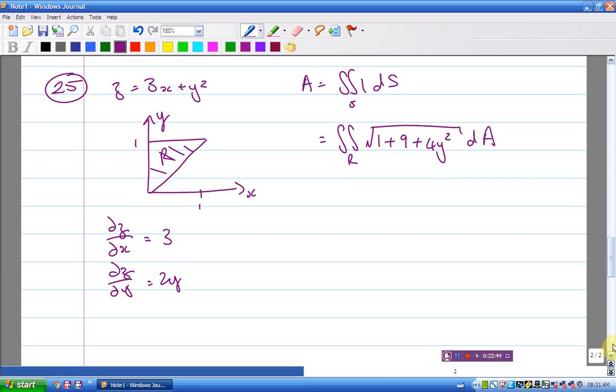Probably a good first start would be to work out what your Z value is at each of those corners of the triangle and plot those in 3D space and then join them in a convincing sort of fashion.